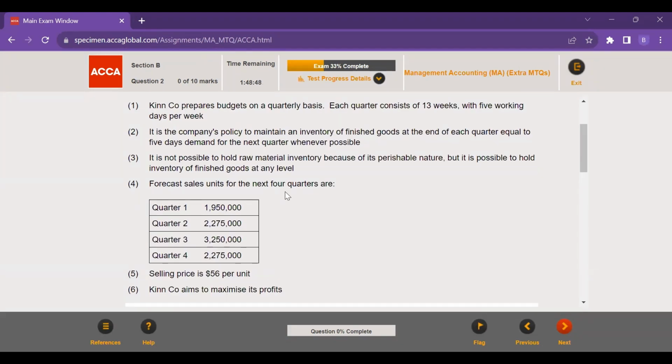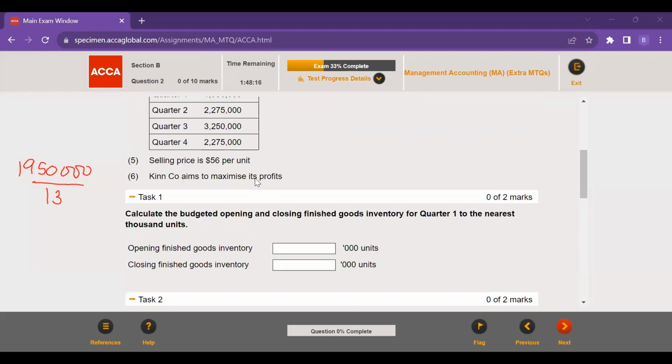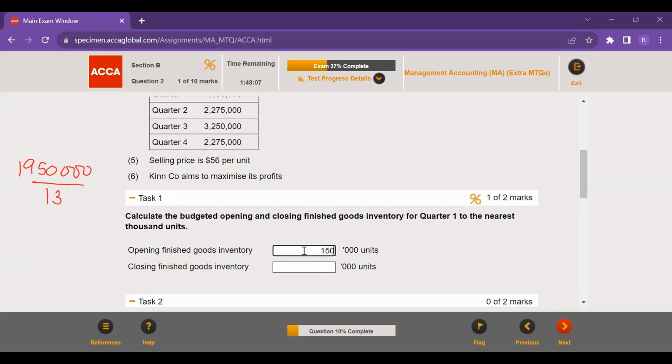Then we see how much the demand is for 1 week. It is given to us that 1,950,000 is the forecast sales for your entire quarter, and it is also given that there are 13 weeks in each quarter. So I can simply take 1,950,000 and divide that by 13 to get how much I'm supposed to keep for 1 week. If I carry out this calculation, I will get my answer as 150,000 units. Now 1,000 is already given, so I will only enter 150 over here.